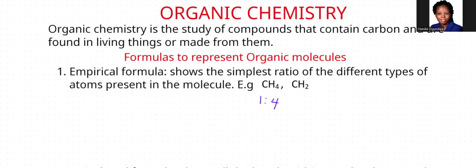Now, looking at these examples, we can see that this is the simplest ratio that we can ever have. The simplest ratio that you can have is 1:4 for this particular example, which represents methane. Nothing can divide it further. The same thing with the second one, in which you have the ratio 1:2. And that is what the empirical formula is all about. In my other videos, I explained how to calculate the empirical formula, so you can do well to watch that video to have a better understanding of how to calculate it.